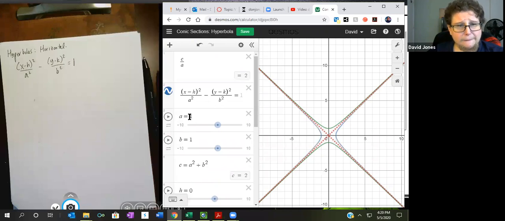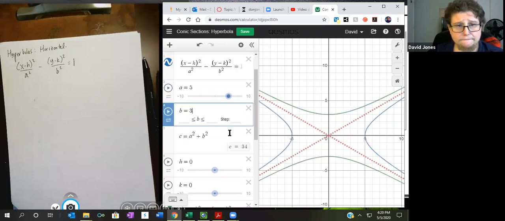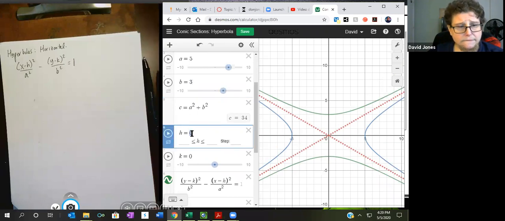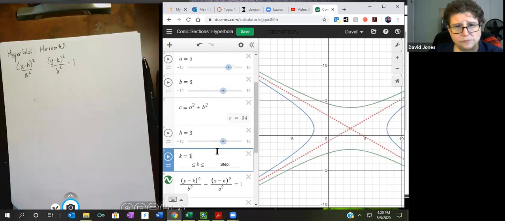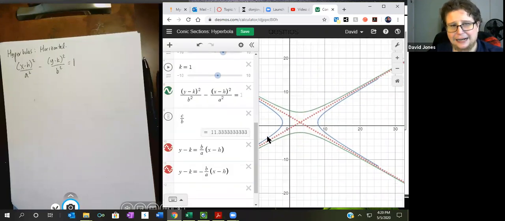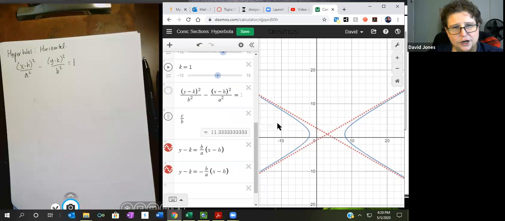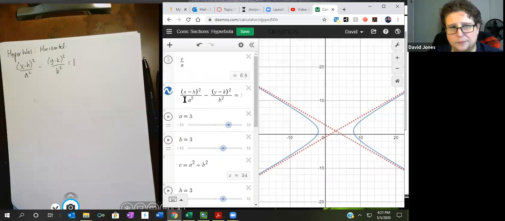Let's do this one. Let me change that to be 5. That's 3. Yeah, it looks like I got them set up right. So here I'm doing the one where x is positive and they go sideways. The red lines are asymptotes.